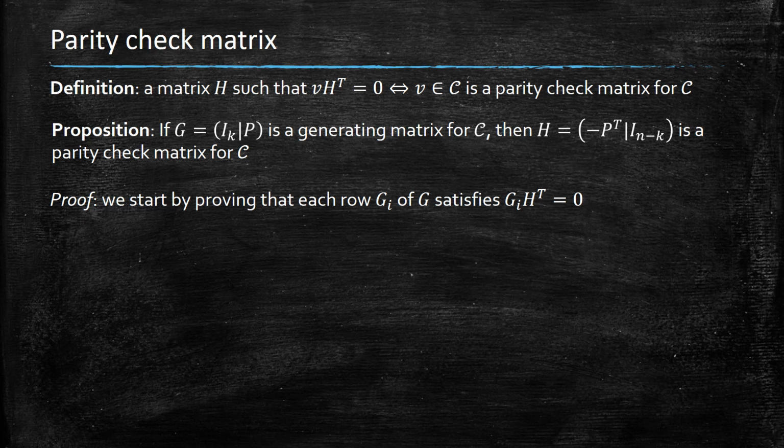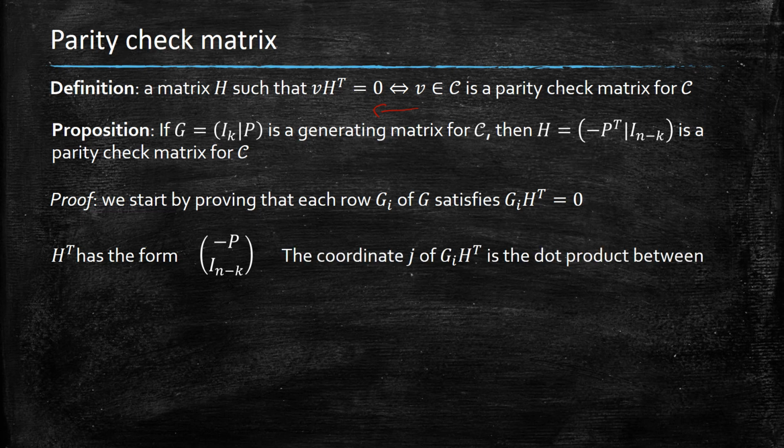First of all, each row g_i of G multiplied by H transpose is 0. So we will prove that fact, which will tell us, in fact, that at the very least, if V is a code word, then necessarily V times H transpose equals 0. That will not prove right away the equivalence, but it will prove the implication in this direction.